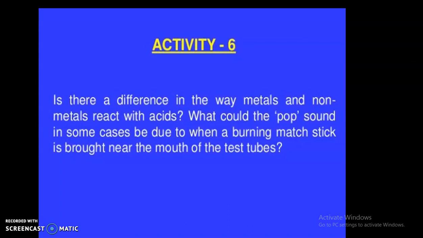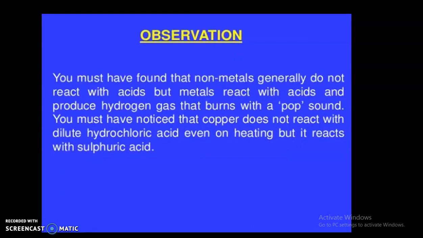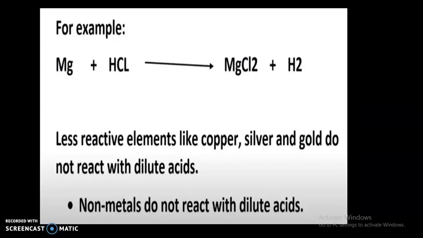So what we conclude from this activity is that metals like magnesium, aluminium and iron react with dilute acid and produce hydrogen gas that burns with a pop sound. Non-metals do not react with dilute acid. These are the observations that I have already told you. You can do the same with hydrochloric acid, and if hydrochloric acid is not available, you can do it with sulfuric acid too. This is one example that I have taken here, and I'll send you the rest later on. Some less reactive metals like copper, silver and gold do not react with dilute acids.